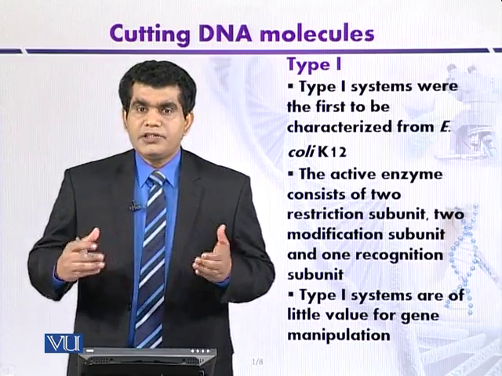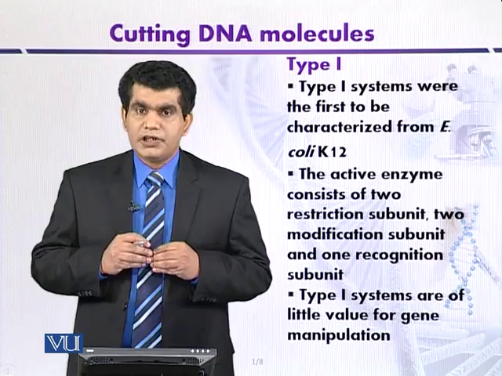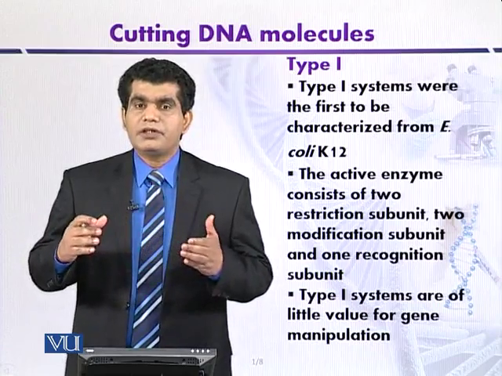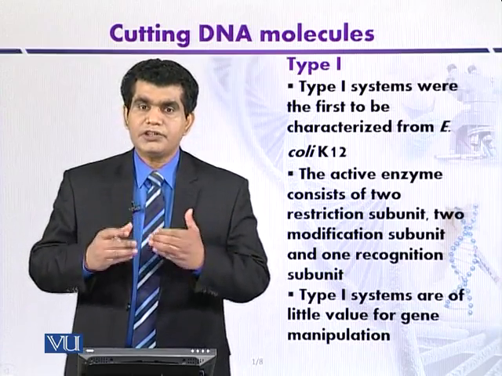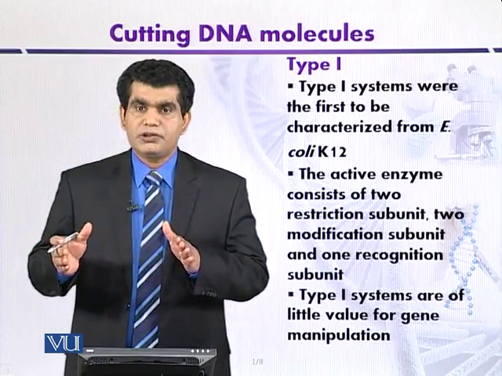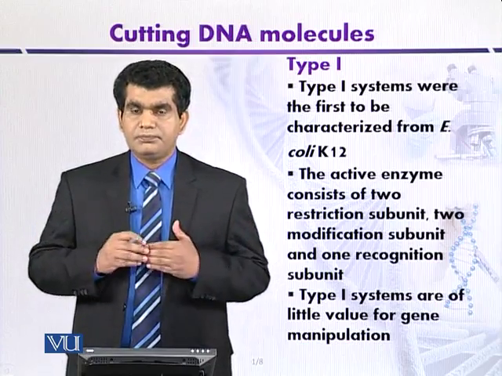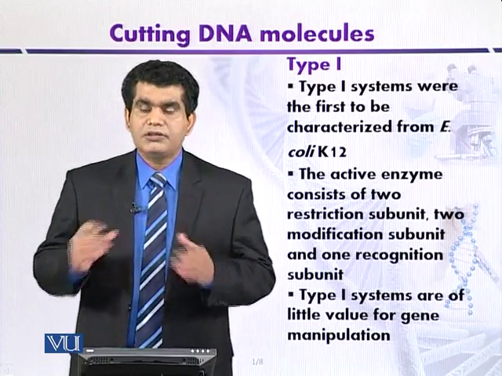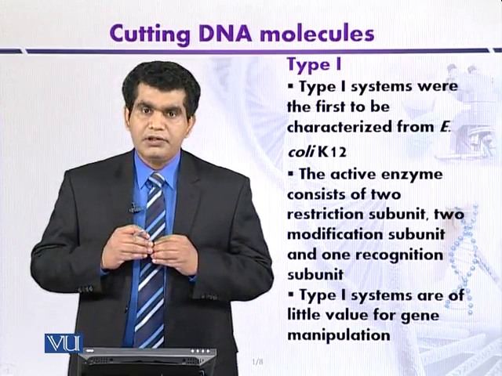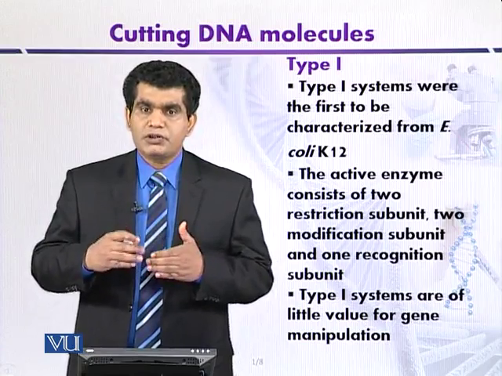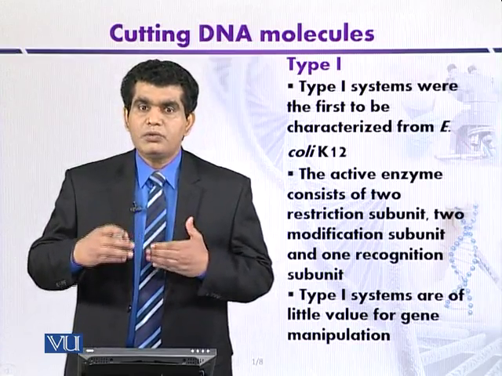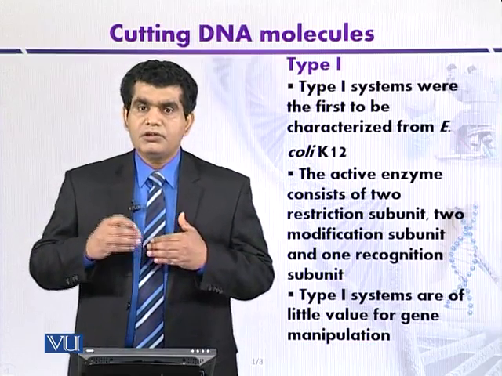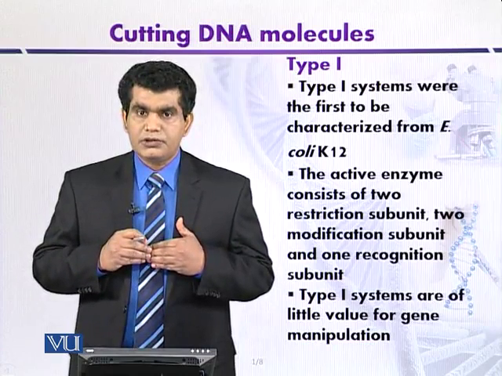So if we analyze the structure of type 1 restriction enzyme, mainly it is a multi-protein complex. It is composed of different types of subunits, and the restriction subunit and methylation subunit belong to the same enzyme. तो इसका मतलब ये हुआ कि एक ही एंजाइम है जो कि डीएनए को कट भी कर रहा है और डीएनए को मॉडिफाई भी कर रहा है. So basically it is composed of 5 subunits that include 2 restriction subunits, 2 modification subunits, and 1 recognition subunit.